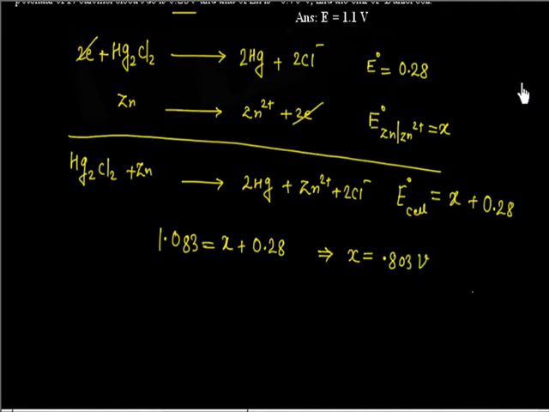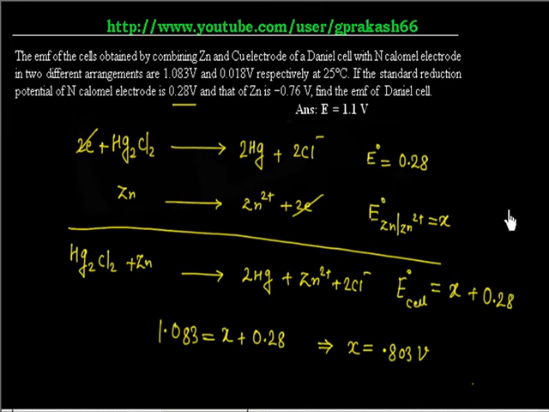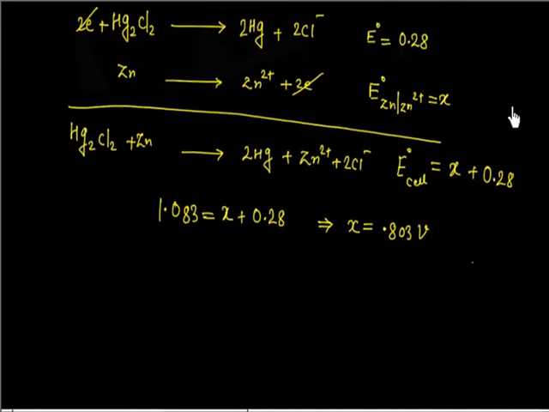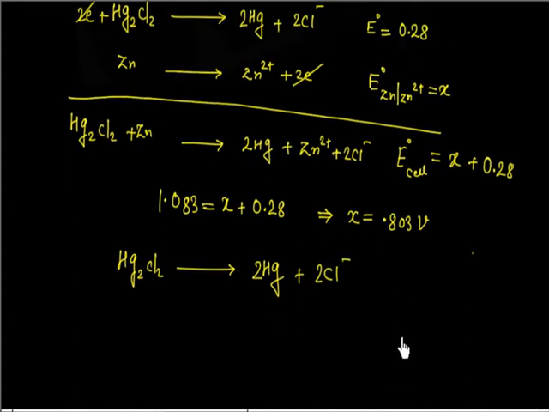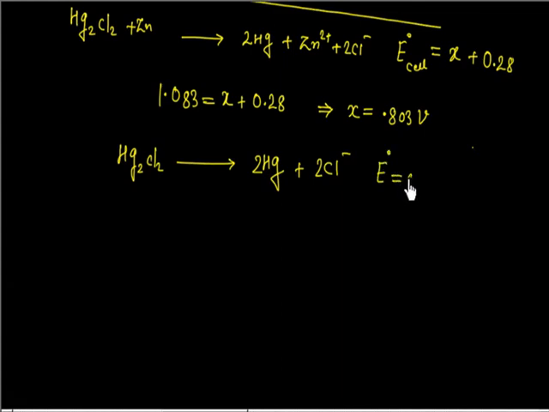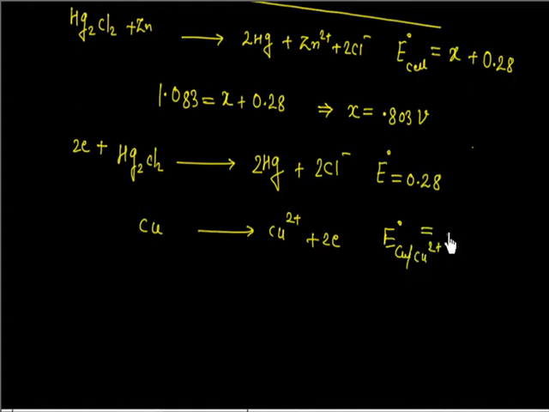Now let us say the second combination. You have the calomel electrode with the copper electrode. The first reaction is the same: Hg2Cl2 gives you 2Hg and 2Cl minus, and E degree for this reaction is given as 0.28. Now this is again a reduction potential, and you have copper giving Cu2 plus and 2 electrons, and let us say E degree for copper to Cu2 plus is Y.